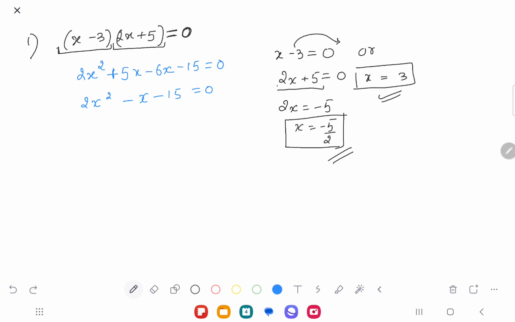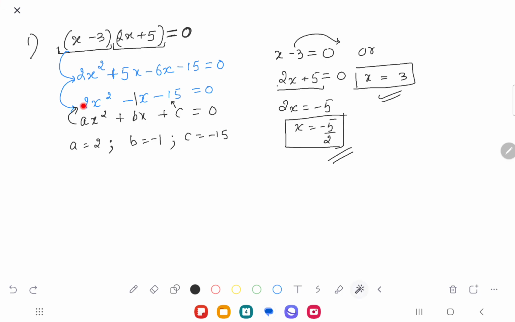The other method would be that if I multiply this and convert it into a general quadratic equation, what is my expression for the general quadratic equation? ax square plus bx plus c equals 0. Yes or no? That's my general quadratic equation. So what would be a? a would be 2, b would be minus 1, and c would be minus 15.